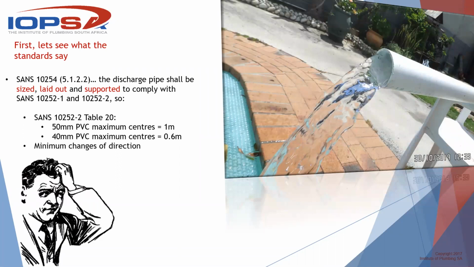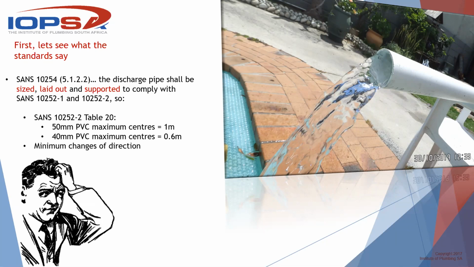What do they tell us about the installation and the performance of drip trays? So let's have a look at what 10254 carries on to say. It says the discharge pipe shall be sized, laid out and supported to comply with SANS 10252-1 and 10252-2. So what does that mean? So 10252, as we know, is the drainage installation for buildings.